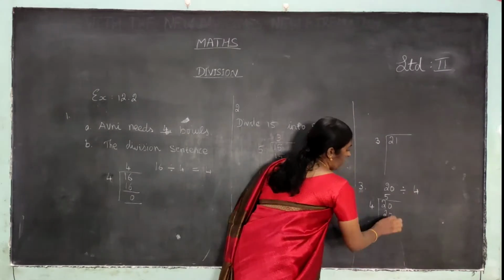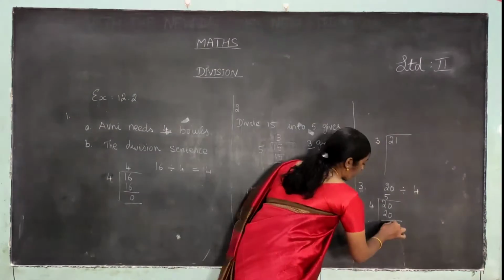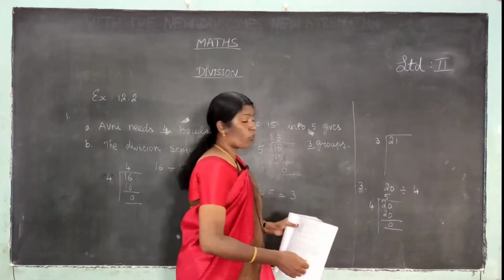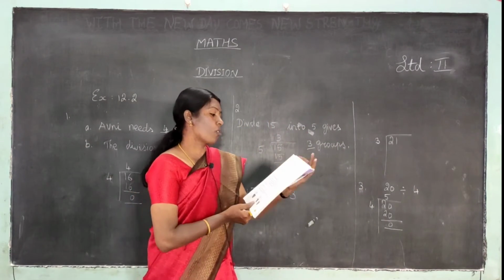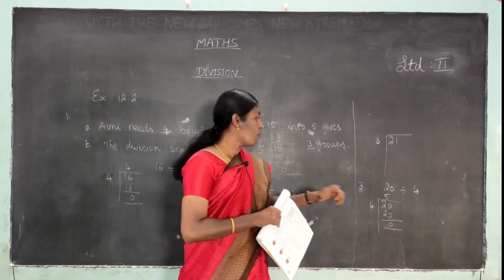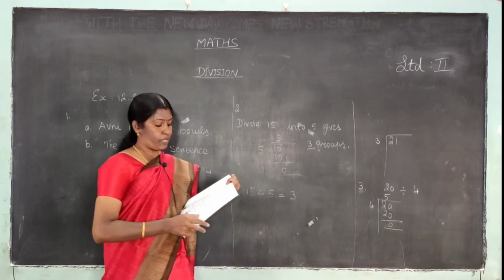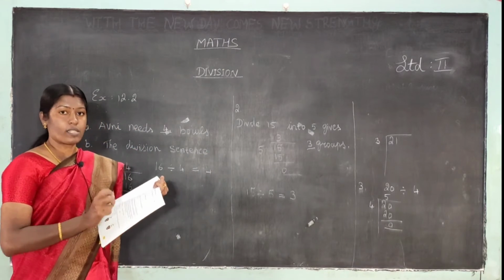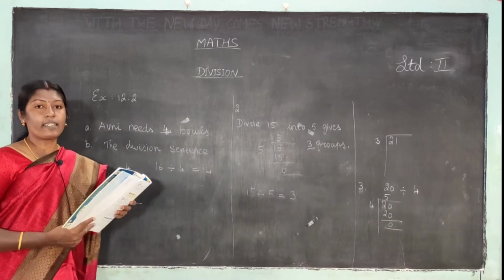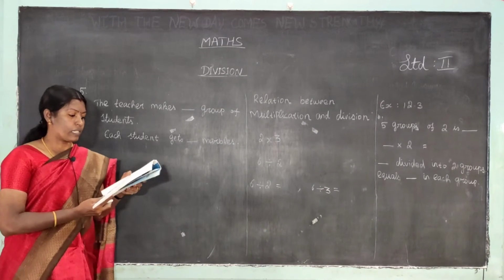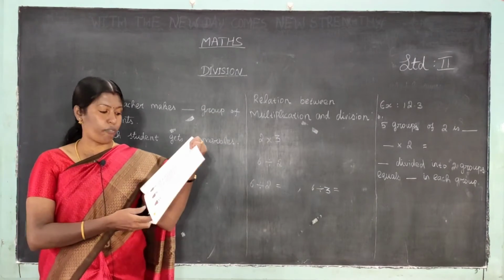Write 20 here. 20 minus 20, 0. Here what is the quotient? 5. So how many groups can we form? What is the quotient? 5. So we can form 5 groups. Write it in the box. Okay, do you understand, children? Okay. Next, see the fifth one.